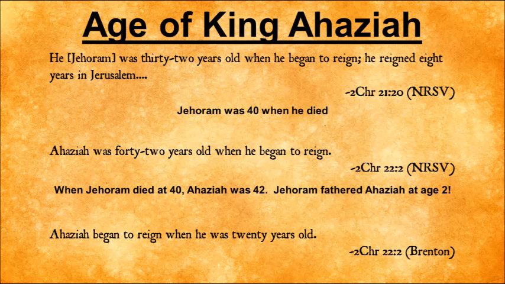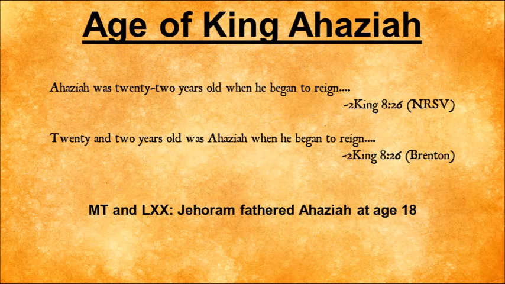However, 2 Chronicles 22:2 in the Septuagint reads this way: Ahaziah began to reign when he was 20 years old. According to the Septuagint, Jehoram fathered Ahaziah at the age of 20, which is easily possible. To be fair, it is very possible that both the Masoretic and the Septuagint are corrupt at 2 Chronicles 22:2. 2 Kings 8:26 gives a third age of Ahaziah, saying that he was 22 years old when he became king, putting Jehoram's age at 18 when he fathered him. Both the Masoretic and the Septuagint agree at 2 Kings 8:26.